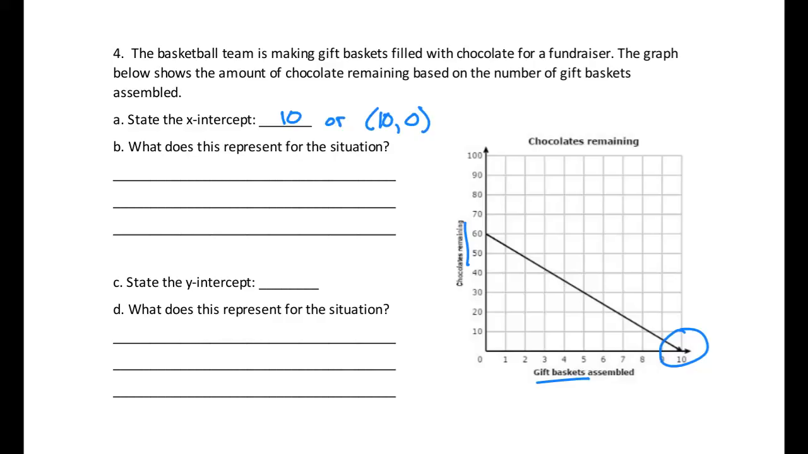So it's 10 gift baskets, and the 0 is 0 chocolates remaining. Okay? So 0 chocolates remaining, 10 gift baskets. So how could I write that knowing that information? What does that x-intercept represent? How could I say that so people know exactly what is happening at that x-intercept?